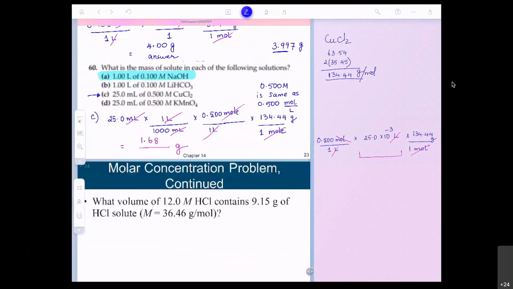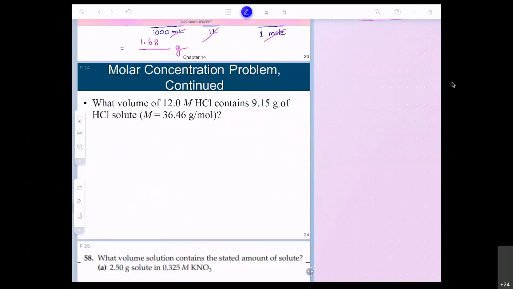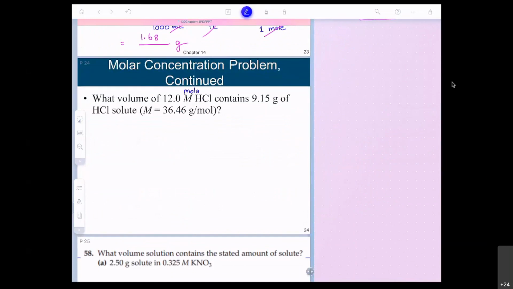Okay, we're going to stay in molarity, but we're going to look at another variation. What volume of 12 molar HCl contains 9.15 grams of HCl? This one is going to be read as molar. This can be a little misleading. This is actually molar mass. Carbon uses big cap M for molarity as well as molar mass. This is actually molar mass because you can see the unit there, grams per mole.